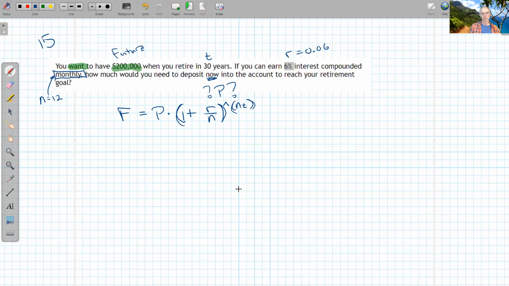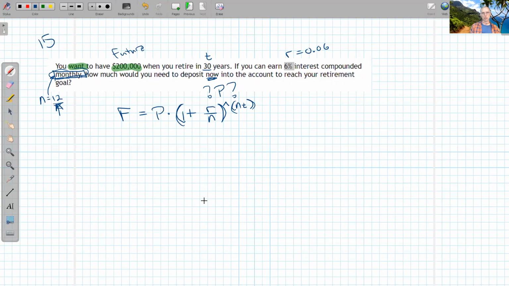So would the power be 12 times 10? No, we're compounding monthly here, and there's 12 months in a year. Our N is 12 here. Okay, so you have 10 years for your problem as opposed to 30 years? No, I meant in the to the power of, would N be the 12 times 30? Yeah, that's the N times the T there.